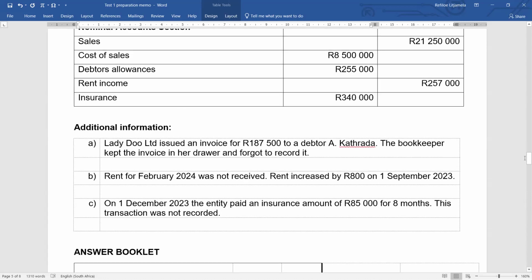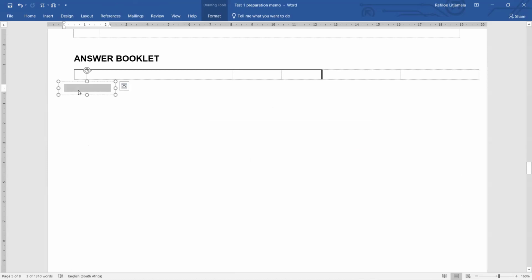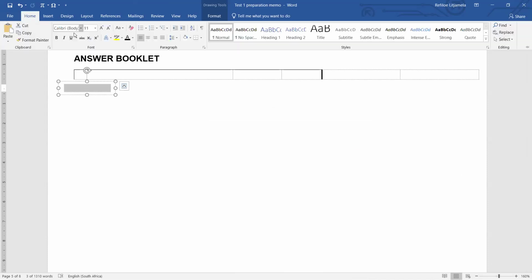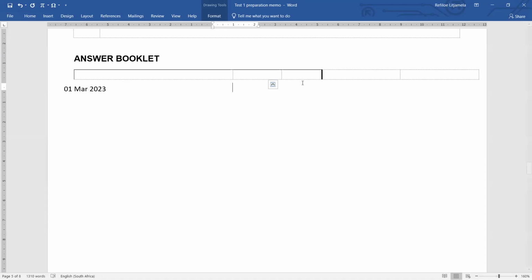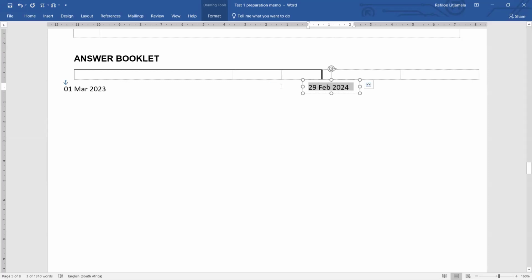Now let's look at the next company, limited. What do they say here? Rent for February 2024 was not received. Cause for concern there. Why? When is the beginning of the year, guys? 1 March 2023. And when is the end of the year? 29 February. This year is 29. Fair. Meaning that there was something here.